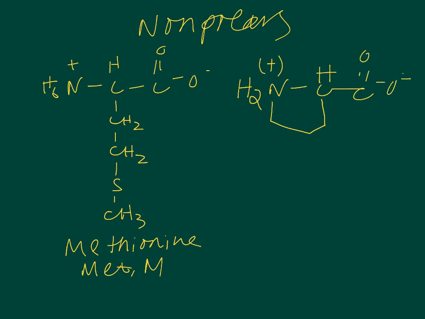This carboxylic acid on the backbone is still the same. This is proline, pro, and P. All right, so those are the nonpolars: the nonpolar aliphatics, the nonpolar aromatics, and then the 2 that are just a little bit goofy for the nonpolars. Next, we're going to move on to the polar neutrals.